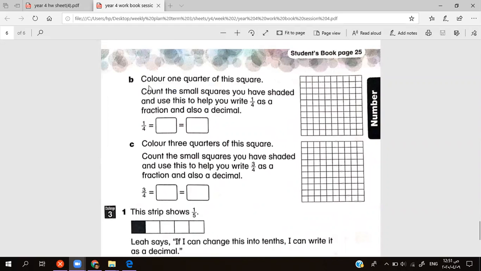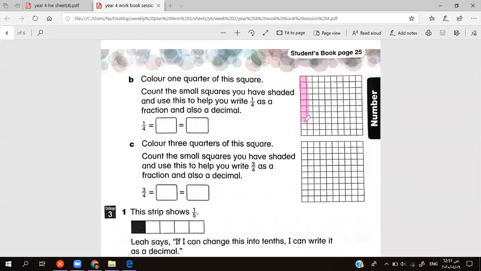Here he's saying color 1/4 of this shape. Well, if half, we know this is 100, half of 100 is 50. Well, the quarter definitely is 25. Okay, so let's color 25.